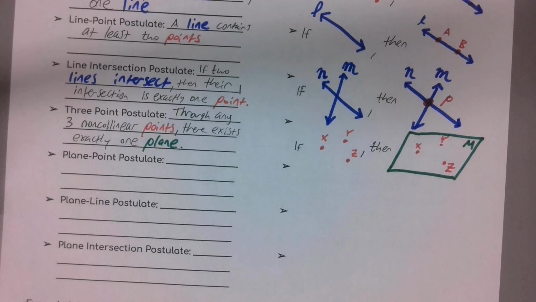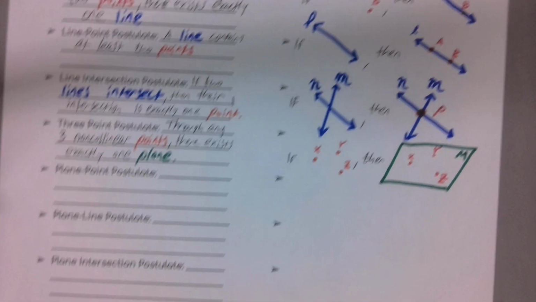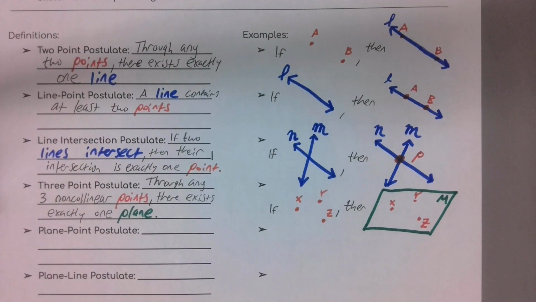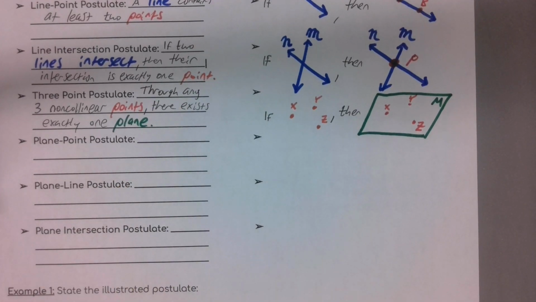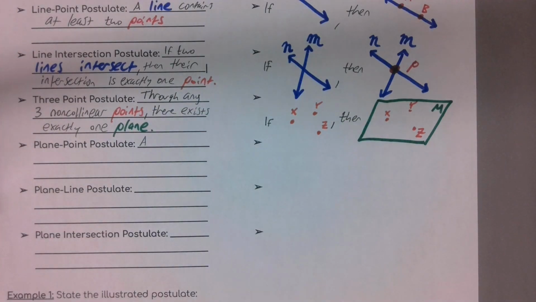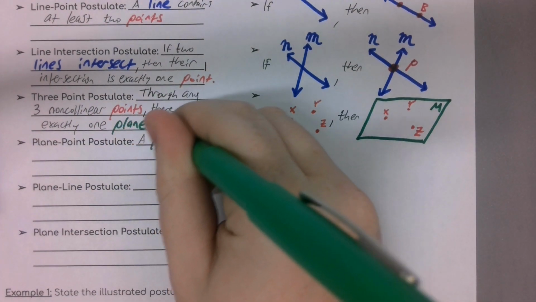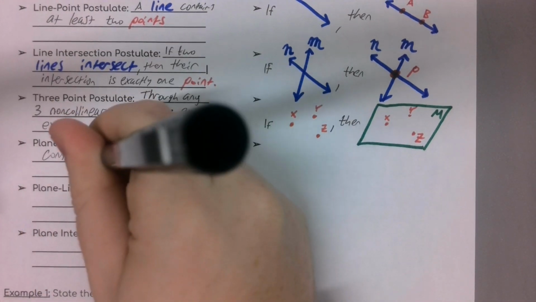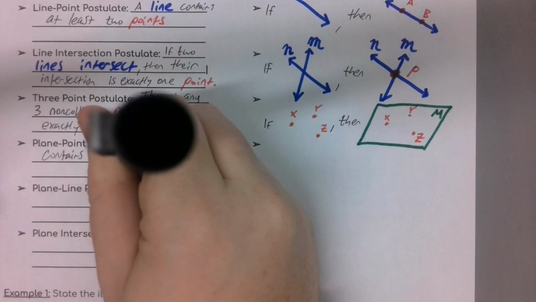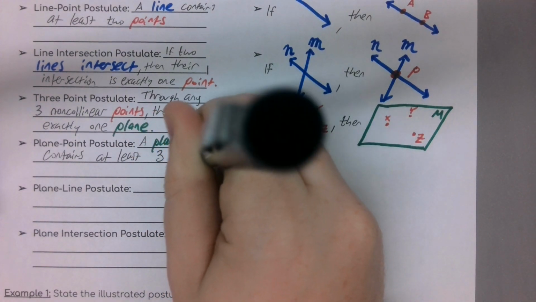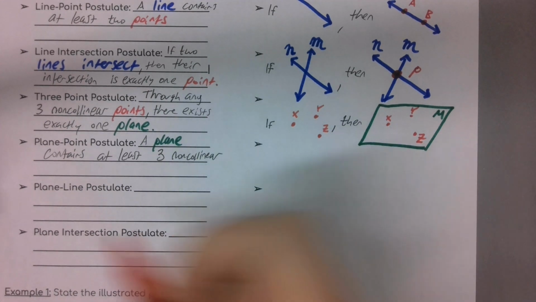Next up, we have the plane point postulate. And just like how the 2-point postulate and the line point postulate are converses of each other, the plane point postulate is a converse of the 3-point postulate. It says that if we start with a plane, it contains at least 3 non-collinear points.